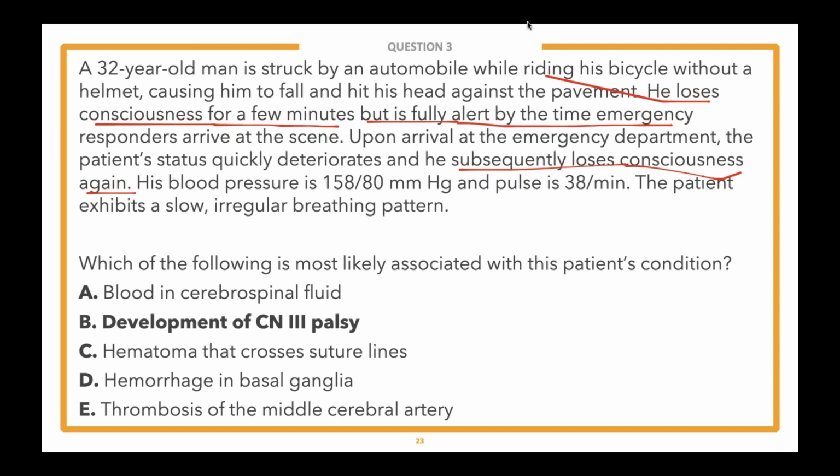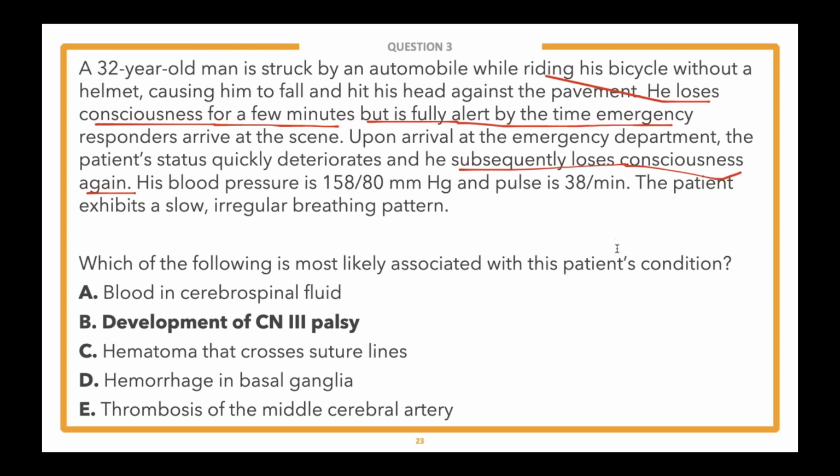Now, given that he experienced blunt trauma to the head, the most likely diagnosis is a fracture of the temporal bone. As a matter of fact, anytime you see blunt trauma to the head, I want you to think about a fracture of the temporal bone, and that will lead to a laceration of a certain artery. What artery is it going to lacerate if you have your temporal bone fractured?